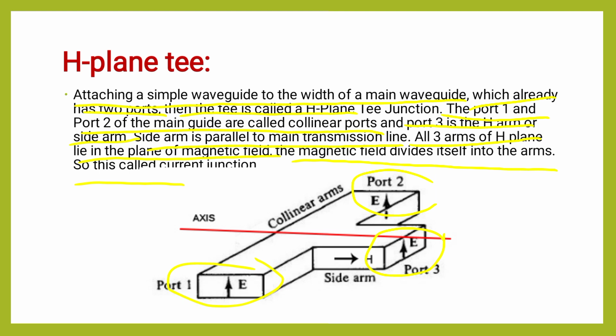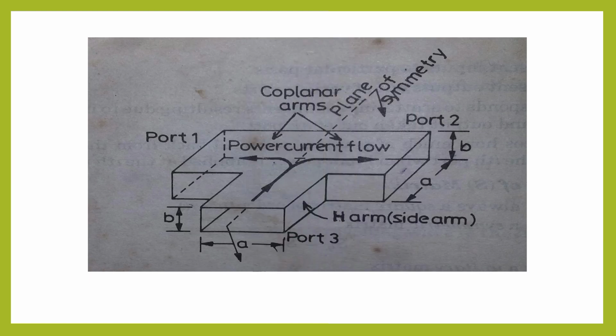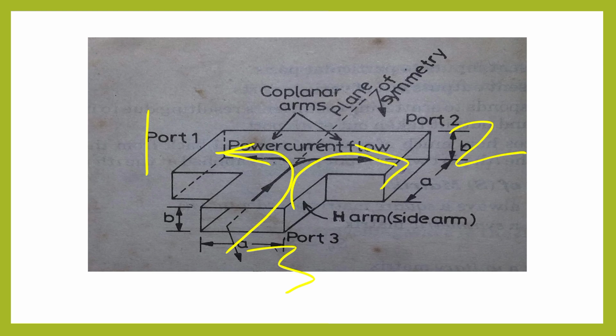Now let's see how the fields are transmitted through this H-plane T. Here observe this diagram. Suppose it is port 1, it is port 2 and port 3. If I incident power at port 3, then that power is equally divided between port 1 and port 2. Here observe, when I give the power at port 3, this power is equally divided between port 1 and port 2 without any phase shift.